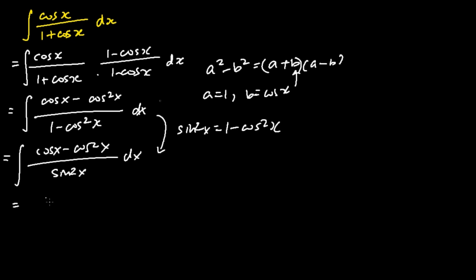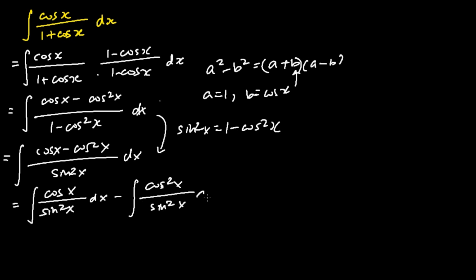Next, I split the integral out into two integrals. The first integral will be the integral of cosine x over sine square x. And my second integral will be the integral of cosine square x over sine square x dx.